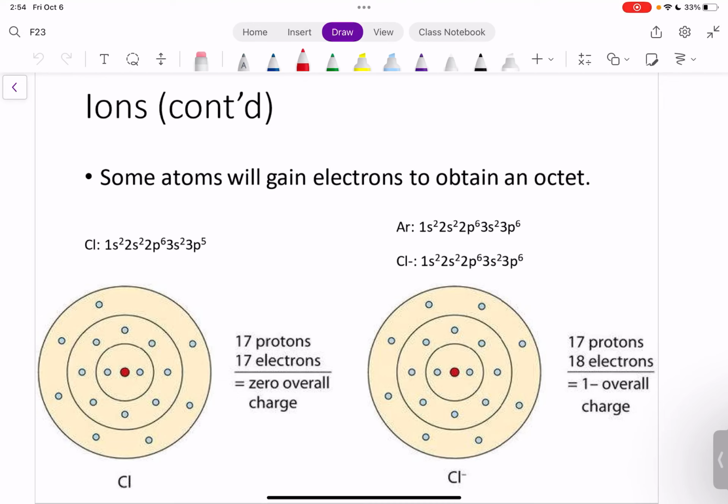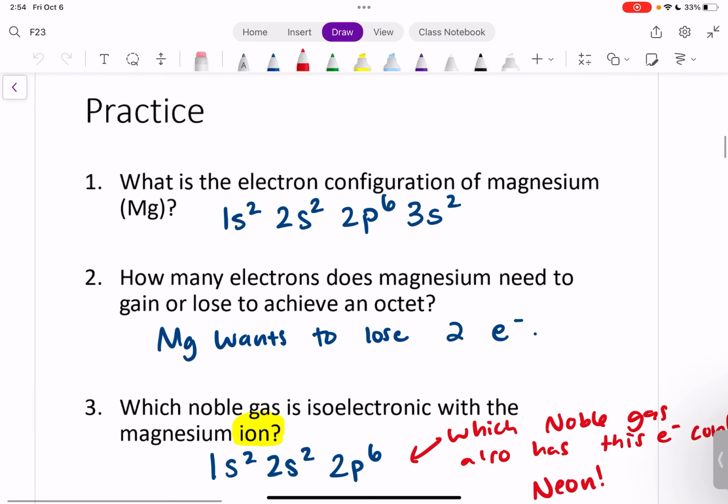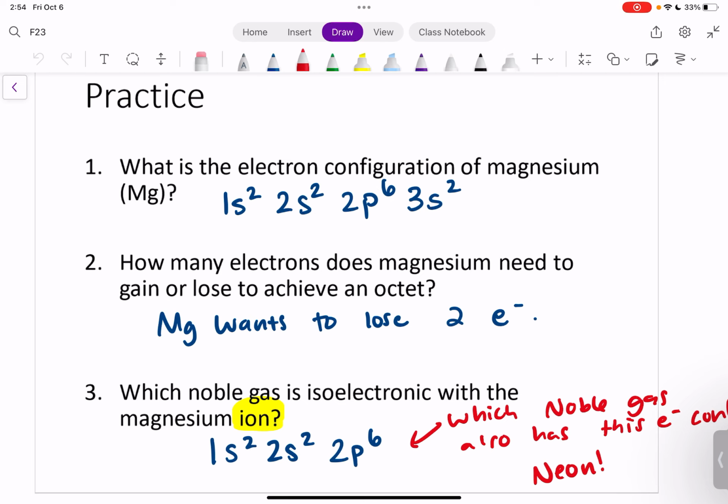In this video, we're going to continue our discussion of ions. So in the last video, we left off with an example showing kind of what happens when an atom wants to lose electrons to gain its octet, right? We said atoms want to have those 8 valence electrons in their outermost shell or valence shell, and so sometimes they will lose electrons in order to do so.